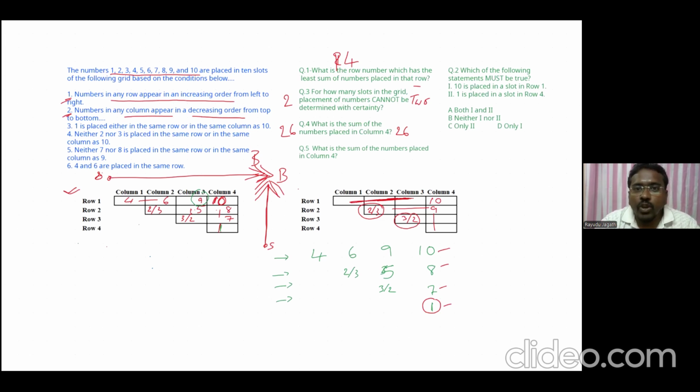Okay, which of the following statements must be true? Question number 2: which of the following statements must be true? 1, 10 is placed in a slot in row 1. It is true. And 2, 1 is placed in a slot in row 4. That is also true. So both are true. Both 1 and 2 are true.